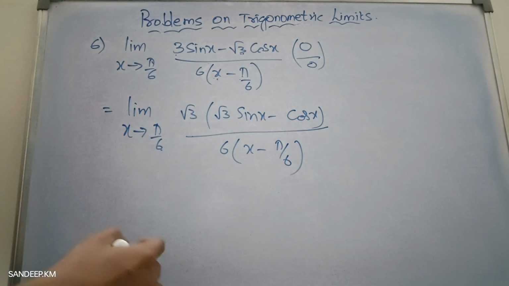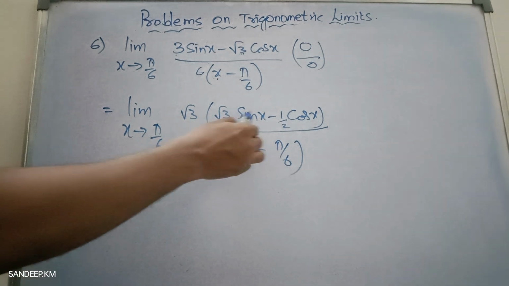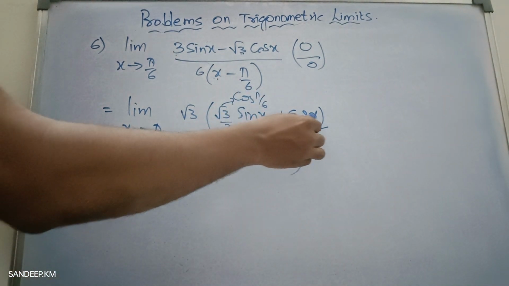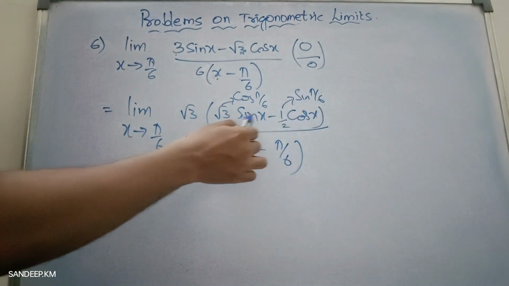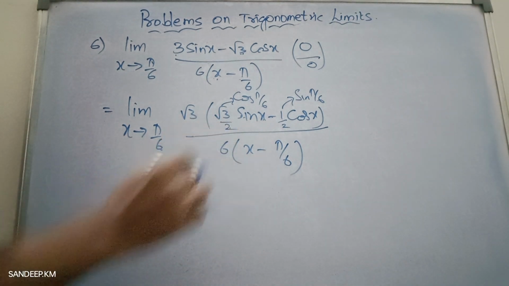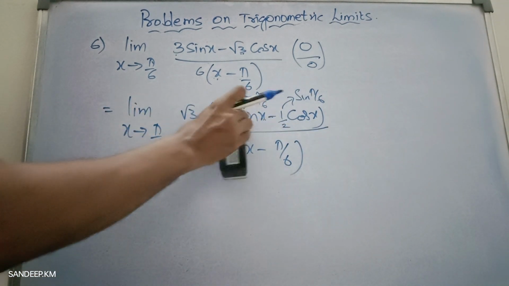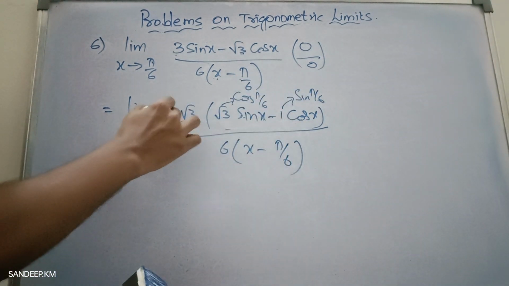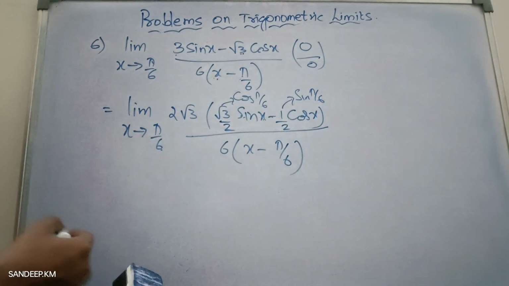Next, dear students, if there is by 2 here and by 2 here, this becomes sin a cos b minus cos a sin b, with sin a cos pi by 6 minus cos a sin pi by 6. So for this reason, I will take 2 common in these two terms. Since I took 2 outside, a 2 is generated in the denominator.